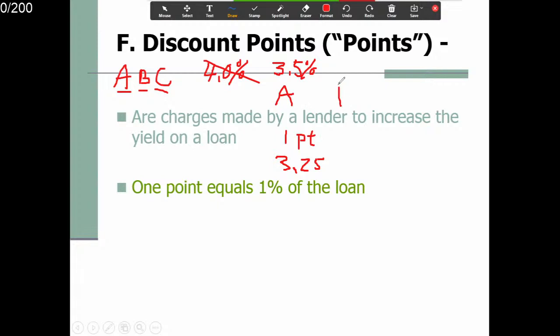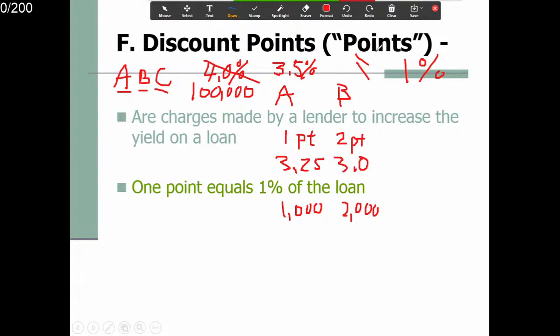Okay. Bank B says, right? They could do the same, right? It's just how they're gonna offer you. You could buy more points. You give me 2 points. What is 2 points? 2 points is 2%. Okay, a point is equal 1%. Okay, you give me 2 points, right? Let's say you're borrowing 100,000, right? For math reasons. Okay, 1 point is what? $1,000, right? You have to spend $1,000. 2 points, you give the bank $2,000. But then bank B will say, okay, since you give me $2,000, I'm gonna knock off half a point, right? So I'm only charging you 3%.